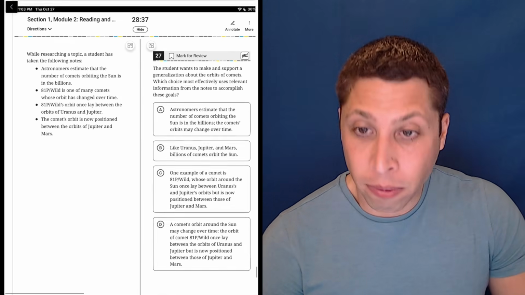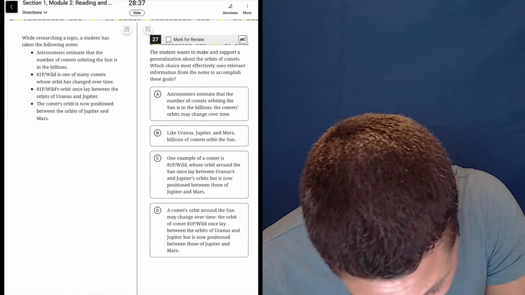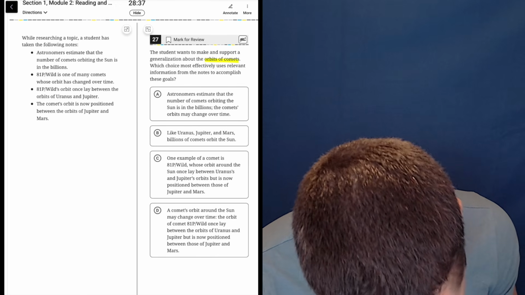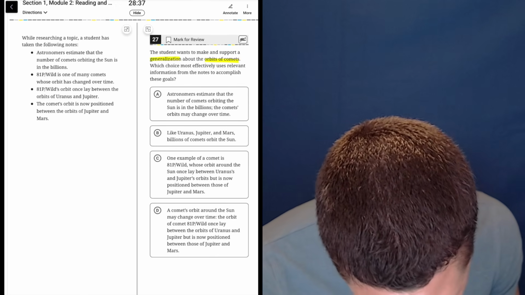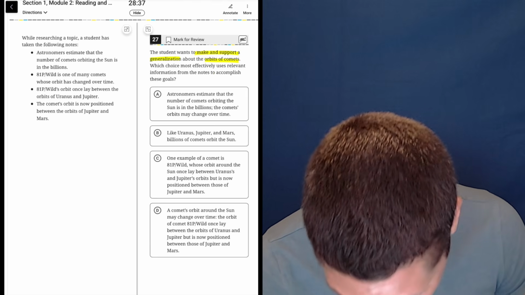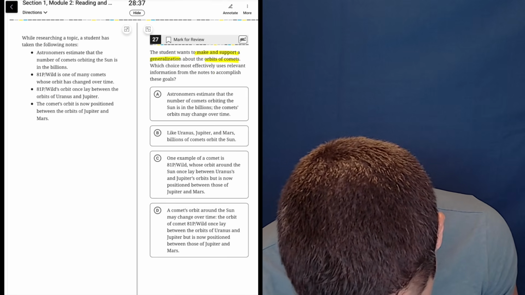All right, last one, 1 minute. The student wants to make and support a generalization about the orbits of comets. Generalization about the orbits of comets, make and support. Okay. Estimate that the number of comets orbiting the sun is in the billions.